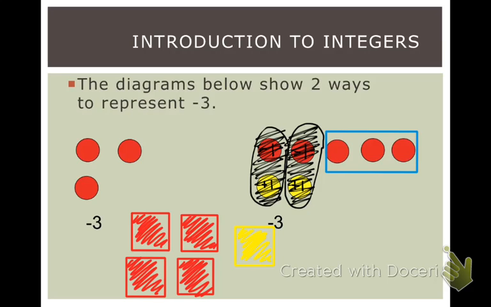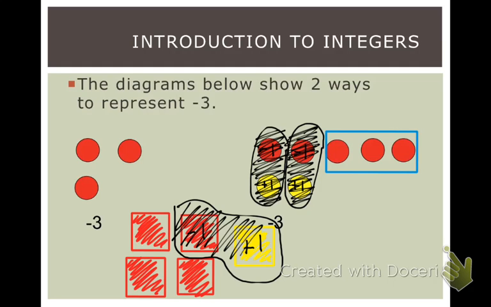There we go. This still represents -3 because if we take a look, we've got a 0 pair. That 0 pair would be right there. I've got a -1 and a +1. They form a 0 pair. Their net worth is 0. So when it comes to counting the whole thing, I don't count them. And I'm left with 1, 2, 3 negatives. So that is also -3.